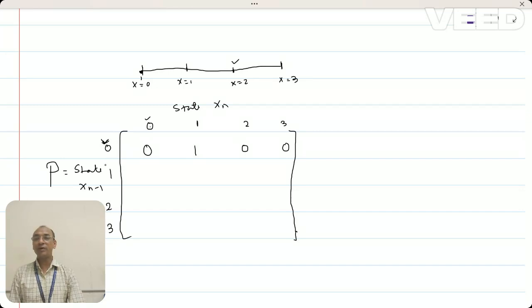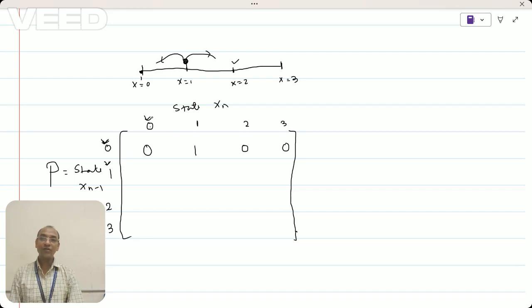Similarly, I will go for my present state. Suppose I consider my present state 1. If the man is at the point 1 now, he has two options. He can move to x equal to 2, or he can move to x equal to 0. But when he is moving to the right, the probability is 0.7. But when he is moving to the left, the probability is 0.3. So presently he is at the point x equal to 1, then if the future state is 0, so 1 to 0, that means he will move with the probability 0.3.